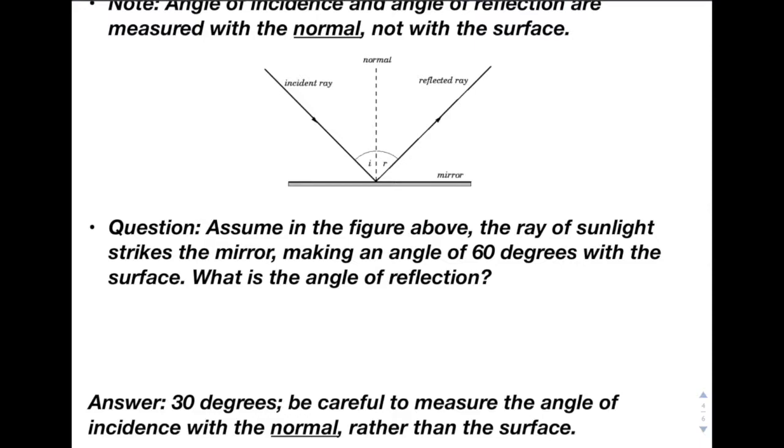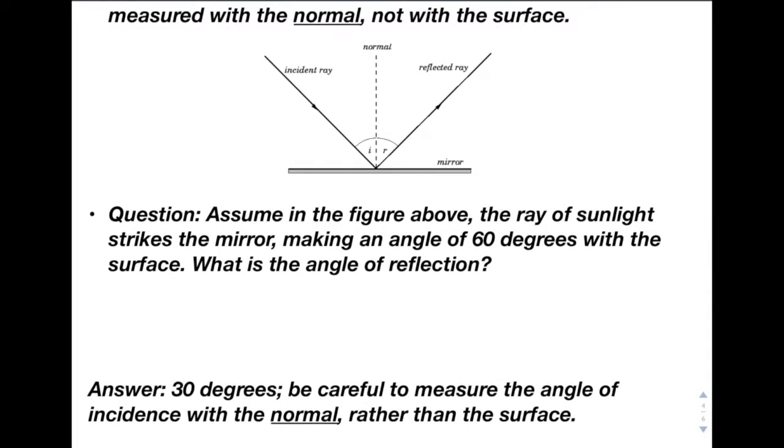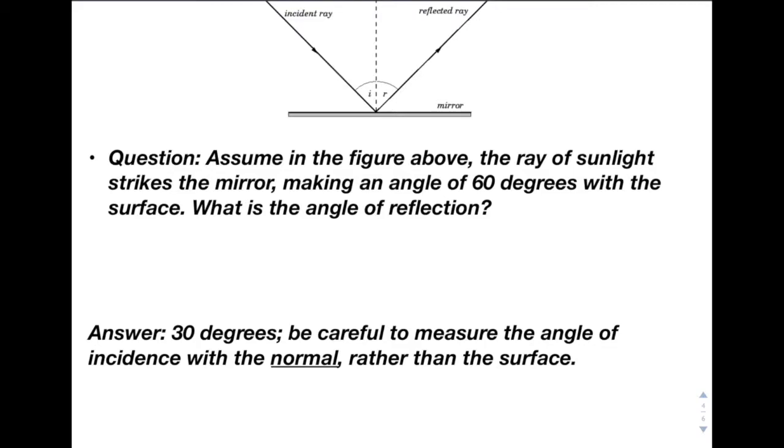So the answer is 30 degrees. Like I was saying before, the angle of incidence and angle of reflection are measured with the normal. In the question it asks us, what is the angle of reflection? But it gives us the angle between the ray and the surface. So we need to subtract the 60 degrees from the 90 degrees to get the angle between the ray and the normal. So that's why the incident angle would be 30 degrees, making the reflected ray 30 degrees also, because the angle of incidence and angle of reflection are equal to each other.